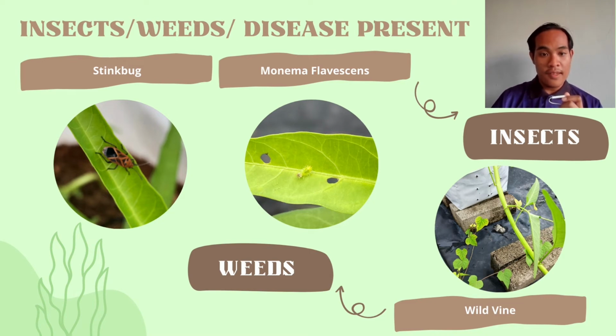Stink bug and Monema flavescens are the insects we found. These tarnished plant bugs cause holes in the leaves, which enlarge with the leaf, often in a somewhat symmetrical pattern on the two halves of the leaf. This could delay harvesting, but we managed to harvest on time. Other than that, the weed present is wild vine. We removed it immediately because it can reduce leaf crop yields by direct competition for nutrients, water, and light.